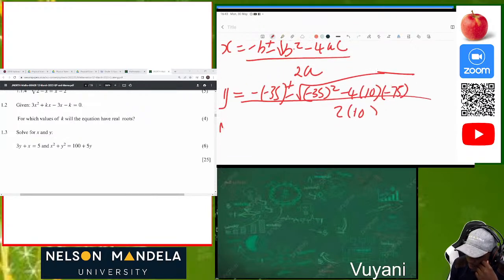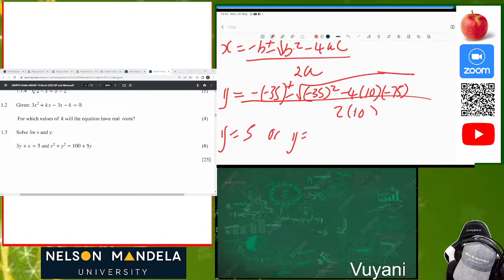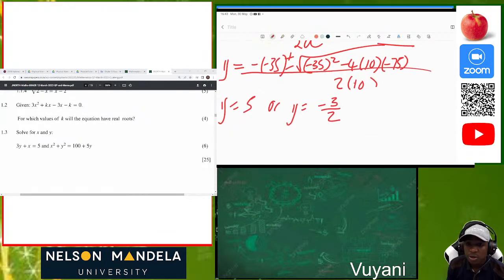Then after that, we can use our calculator to get the y values. Let me use my calculator as well. Use yours as well, so that we get correct answers together. So I got y equal to 5 or y equal to negative 3 over 2. So now we have the y values.